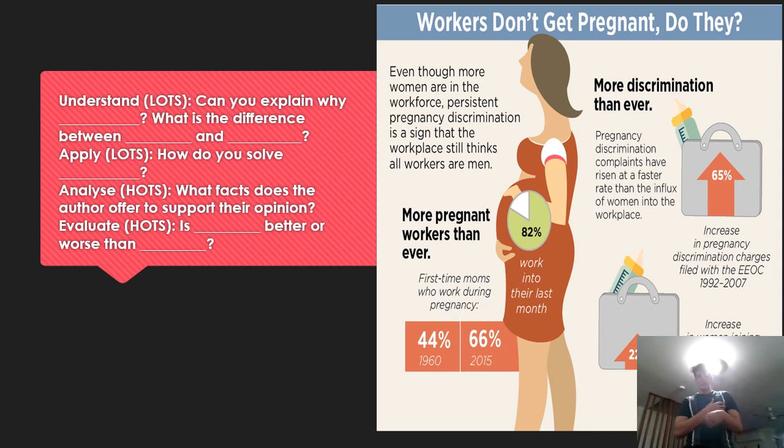So, he wrote there the increase in pregnancy discrimination charges filed has risen by 65%, because that's where he's found his information, from a bureau that's saying yes, there is a great rise in discrimination. So, we can see it throughout this infographic. Do you reckon all their statistics would come from this one place, or do you reckon they'll come from multiple?